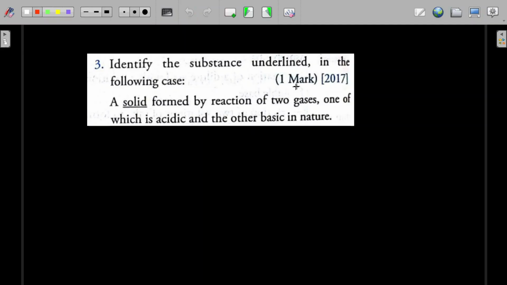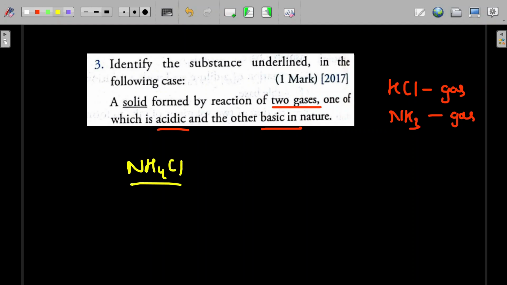Okay, identify the substance underlined in the following case. A solid formed by reaction of two gases, one of which is acidic, the other is basic. Remember, whenever they give you basic gas, acidic gas, HCl is always the acidic gas and ammonia will be the basic gas. This you should know by now. So when they react, you will get NH4Cl. That is the solid. But you have to write the name, ammonium chloride.